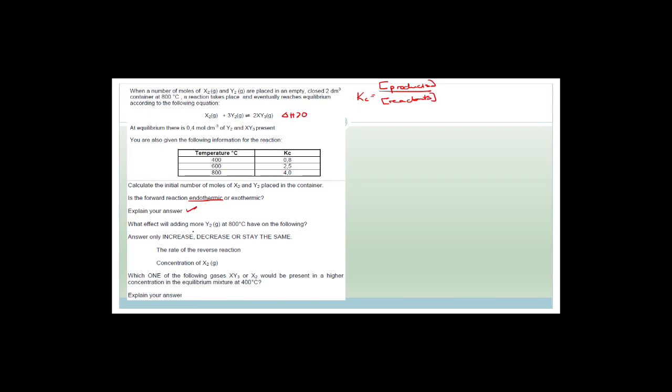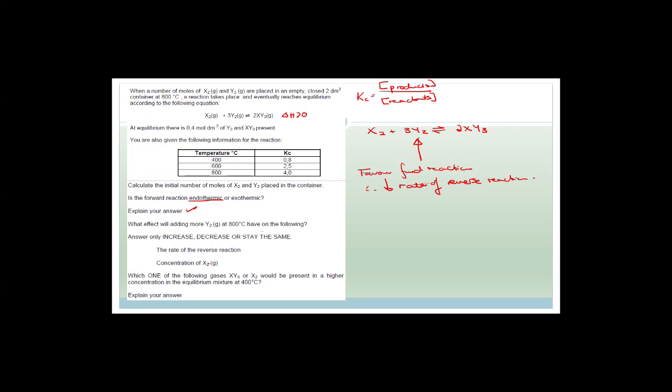Now it says, what effect will adding more Y2 at 800 degrees Celsius have on the following? So let's think about this. We've got X2 plus 3Y2 in dynamic equilibrium with 2XY3, and they're all gases. They want to add more Y2, and they want to know how this will affect the rate of the reverse reaction. Well, increasing the amount of Y2 is going to favor the forward reaction, and therefore it is going to decrease the rate of the reverse reaction.